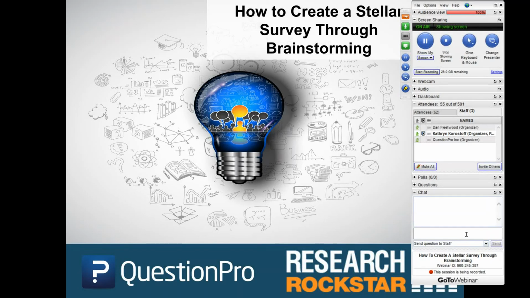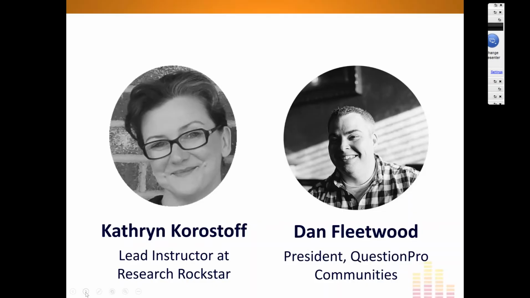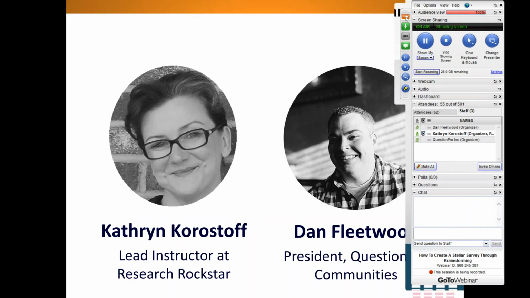Today we have Research Rockstar, and they're going to be talking about how to create a stellar survey through brainstorming. And today we have on the line Catherine Korlstoff, and she is a lead instructor at Research Rockstar. She's a market research professional with over 25 years of experience, and Catherine has designed and executed more than 600 projects, both B2B and consumer, so you know that she really knows her stuff. Her current focus is on market research training and skill development, helping clients mitigate the risk through all phases of the market research lifecycle through current methods, best practices, and foundational knowledge.